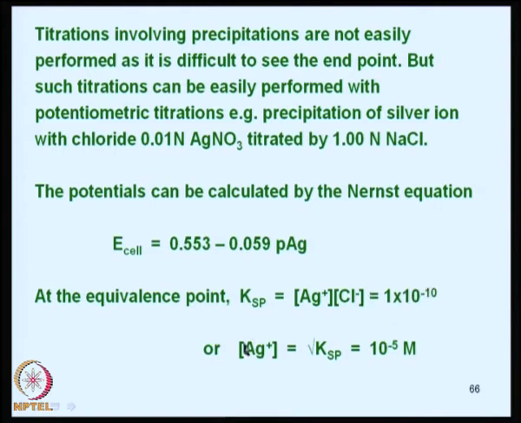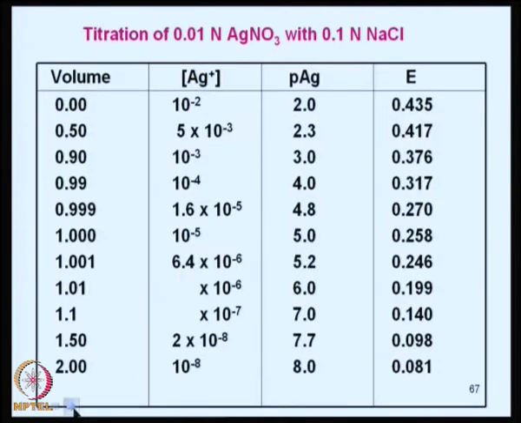That means the silver ion concentration should be the square root of this. So, if I take the square root, I can calculate that the silver ion concentration in a precipitation reaction would be 10 raised to minus 5 molar at the equivalence point.